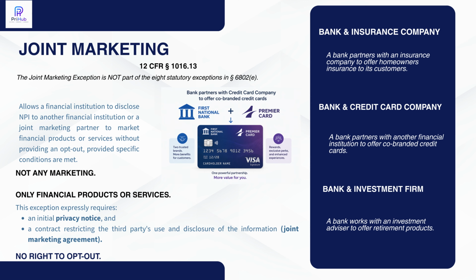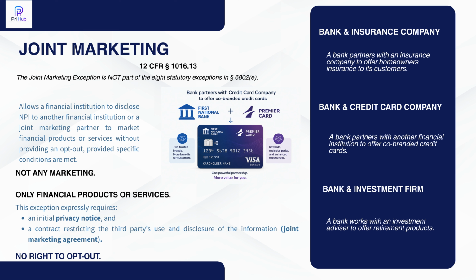There's another important concept to understand here: joint marketing. First, joint marketing is not one of the 8 statutory exceptions. It is a separate exception listed in the regulations implementing GLBA. The basic idea is that a financial institution may disclose NPI to another financial institution to jointly market financial products or services, without giving the consumer a GLBA opt-out right, as long as the required conditions are met. Importantly, this exception is limited to joint marketing of financial products or services only. It does not cover marketing in general.